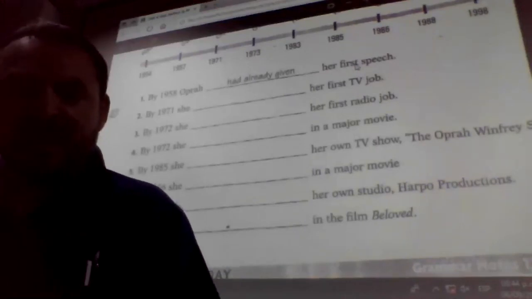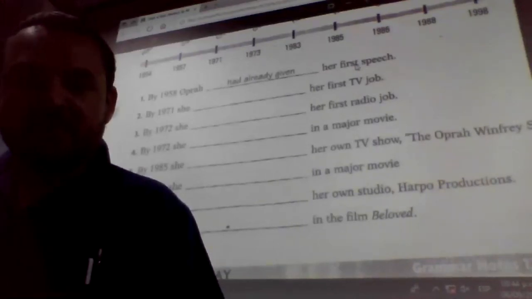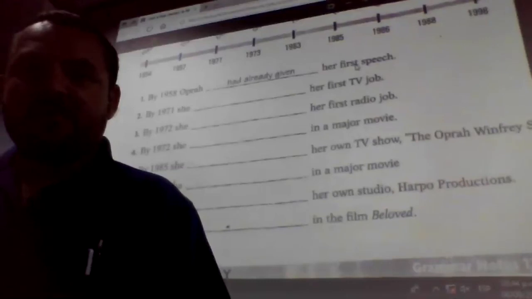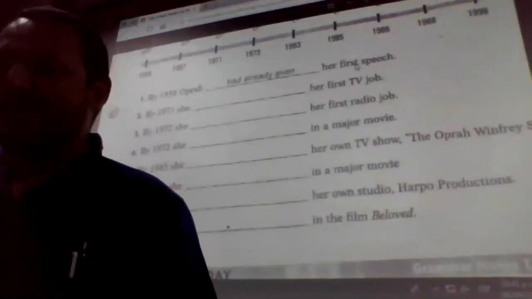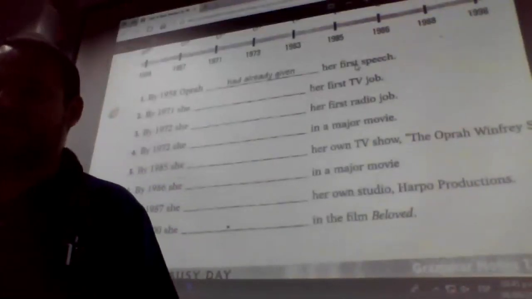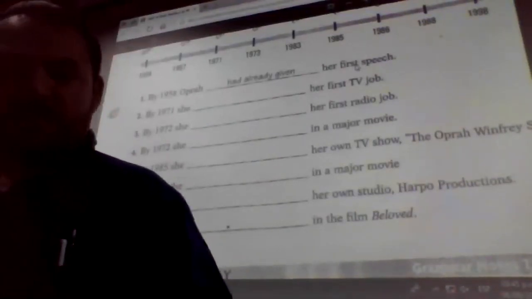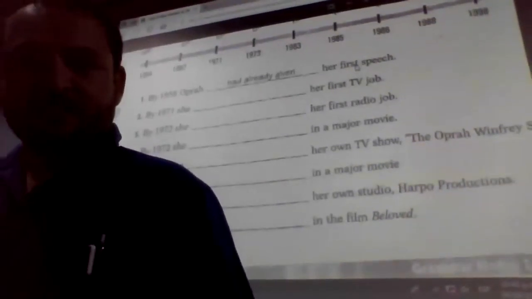Okay, 1988. Had not yet built. Exactly. Very good, Gabriel, Alexandra, Dagger, and I don't know if Hyde is saying hi or bye-bye or what. Okay. Yes, very good. And we're moving to the last one.